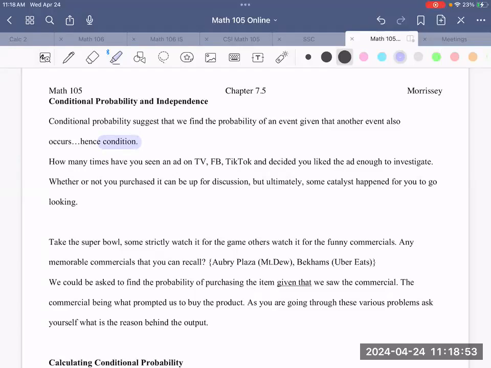So how many times have you seen an ad on TV, Facebook, TikTok, whatever social media platform, or on a billboard, you name it, and you decide that you like the ad enough to just investigate, right? So you've seen something and then you investigate. Now, whether or not you purchase it is up for discussion, but ultimately there's some sort of catalyst that happened for you to go looking into purchasing a product or whatever we're talking about, right?